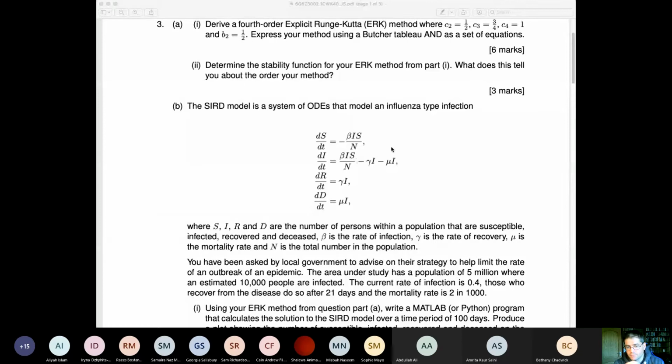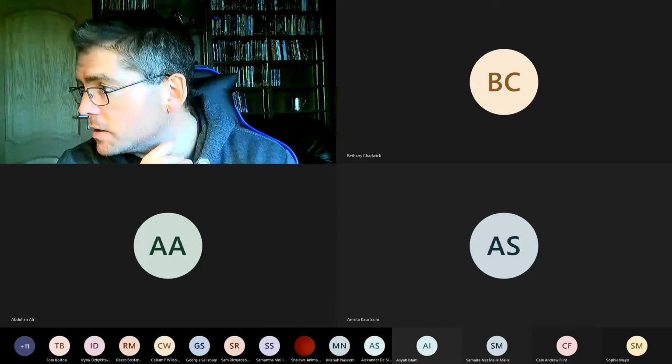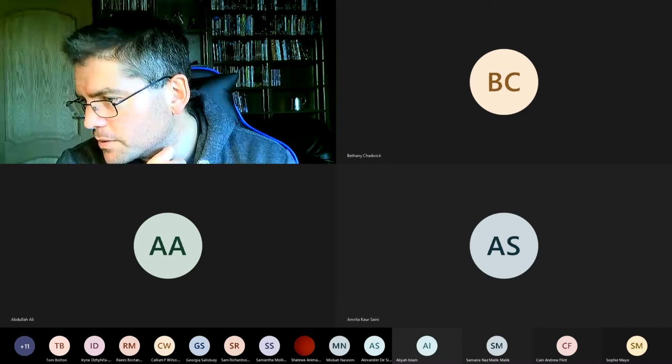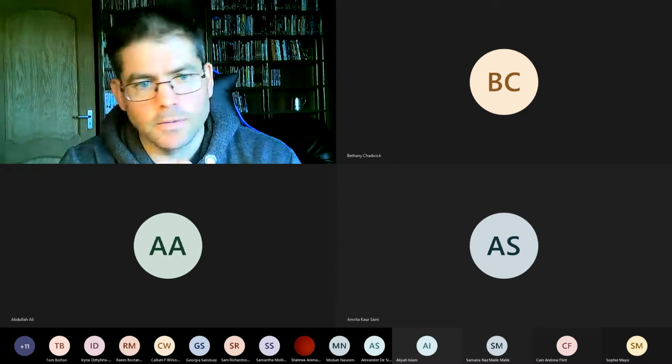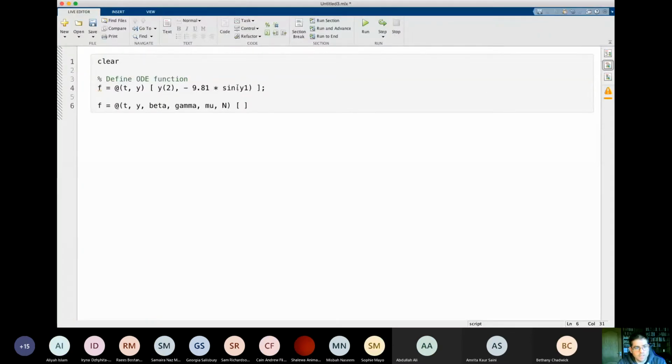Okay, so that's the first thing you have to realize. Our parameters beta, gamma, mu, and N also have to go in your function declaration. So let's have a look, have I made a syntax error in the code? Let's go back to it. All right, let's have a look at that. Yeah, that should have been like that, because y is going to be an array of multiple values.